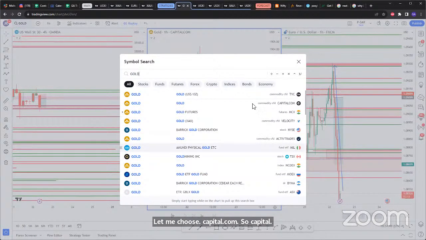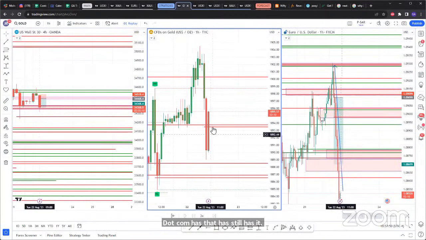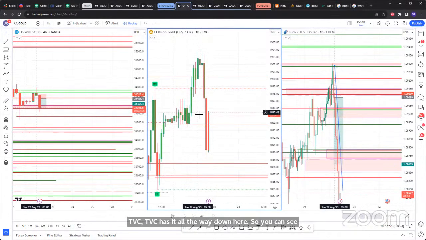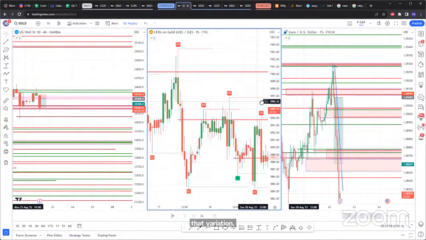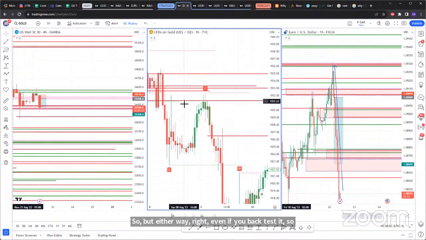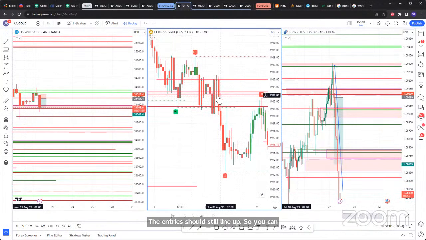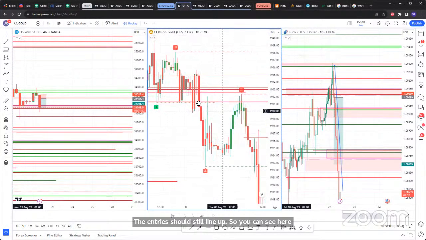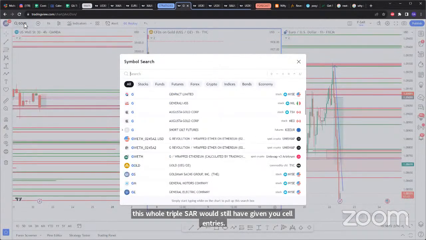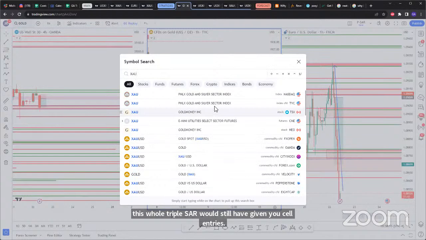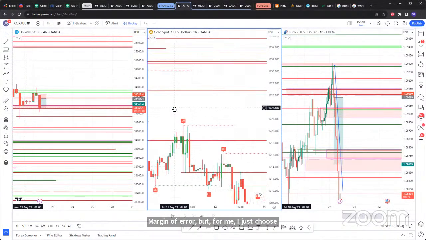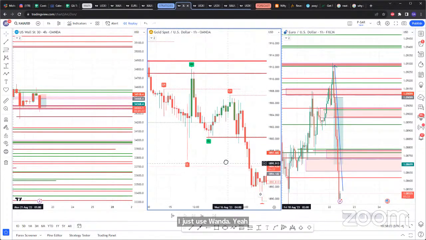TVC has it all the way down here, so you can see that variation. But either way, even if you backtest it, the entries should still line up. You can see this whole triple SAR would still have given you sell entries. You might get some margin of error, but for me, I just use Oanda. Any other questions?